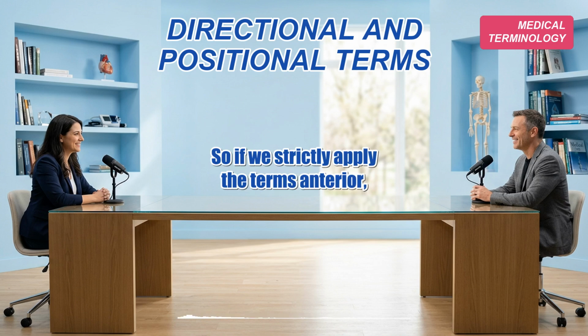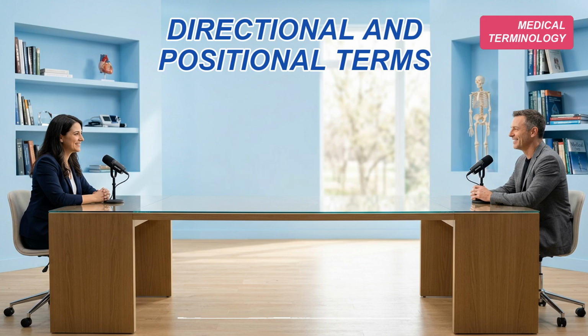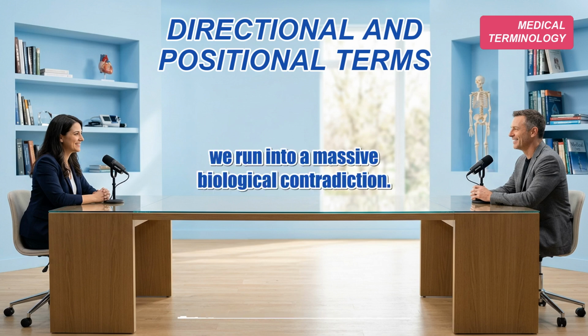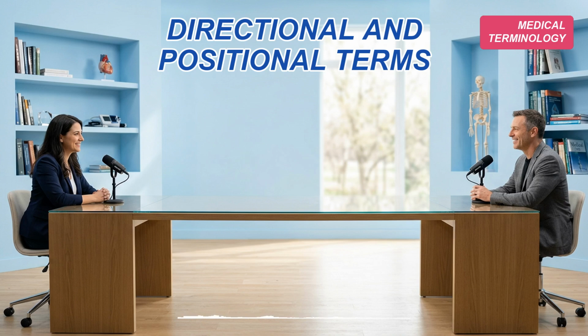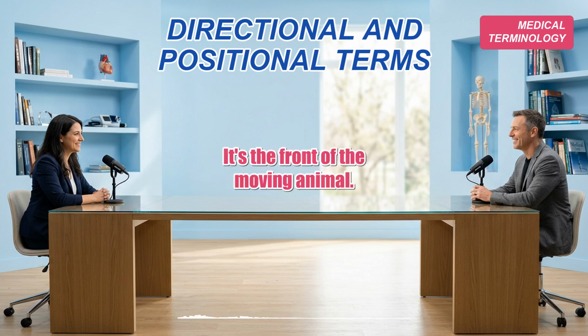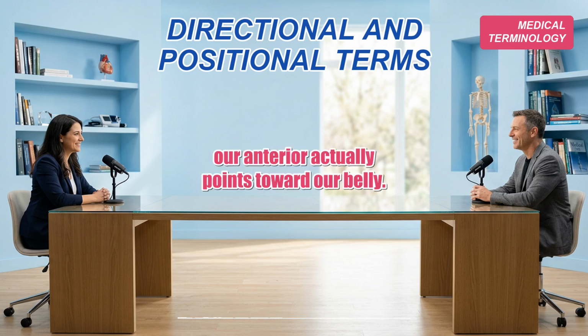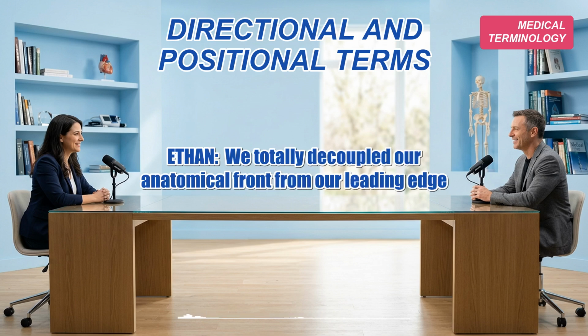So if we strictly apply the terms anterior, meaning front, and posterior, meaning back, we run into a massive biological contradiction. Huge contradiction. Because for a fish or a dog, anterior is essentially synonymous with cranial. It's the front of the moving animal. But because humans rotated vertical, our anterior actually points toward our belly. We totally decoupled our anatomical front from our leading edge of motion.